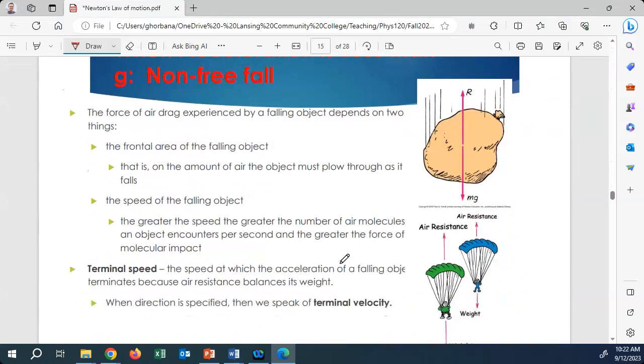Okay, non-free fall. Non-free fall means that there is air resistance.